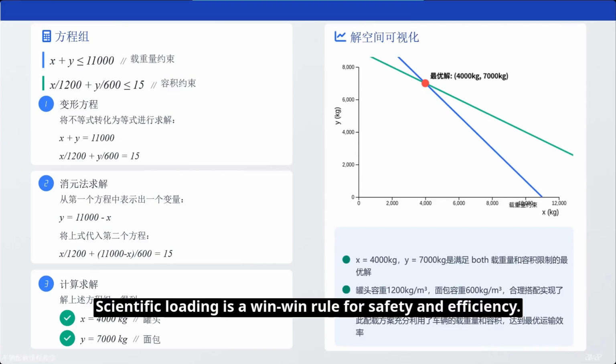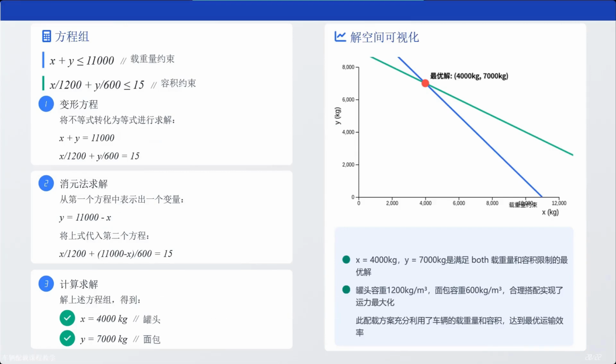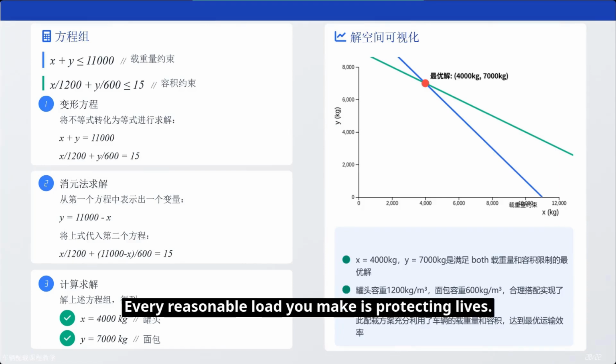Scientific loading is a win-win rule for safety and efficiency. Students, every reasonable load you make is protecting lives and reducing the burden on the earth. Now, are you ready to optimize your logistics loading?